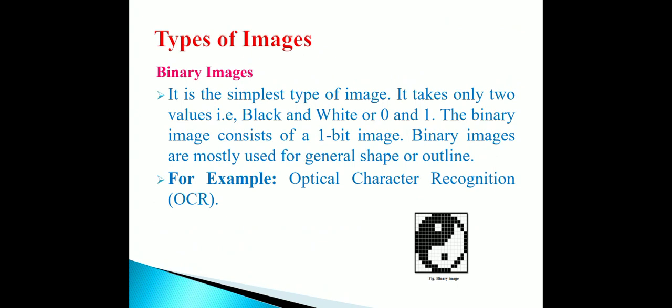Let us see some types of images. Binary images: it is the simplest type of image. It takes only two values, either black and white or 0 and 1. The binary image consists of a 1-bit image. Binary images are mostly used for general shape or outline, for example, optical character recognition.